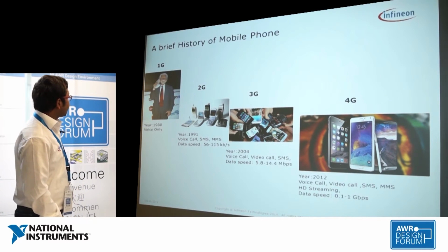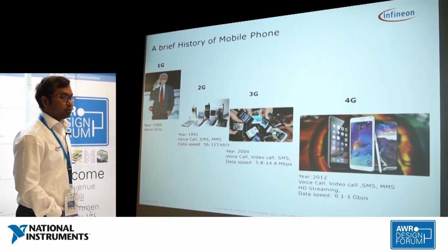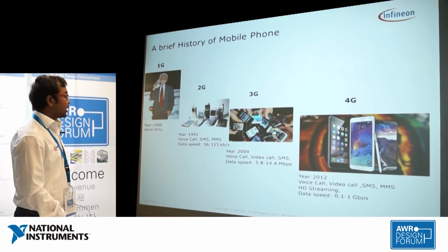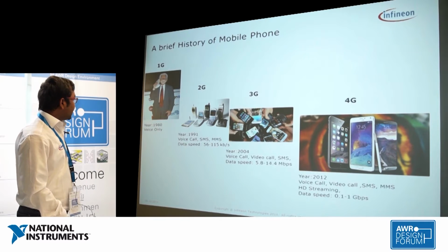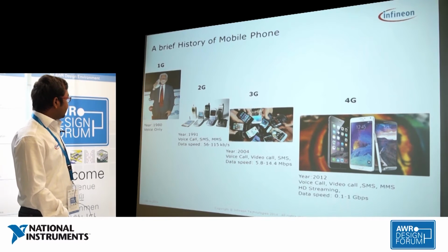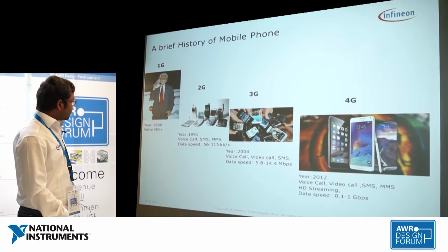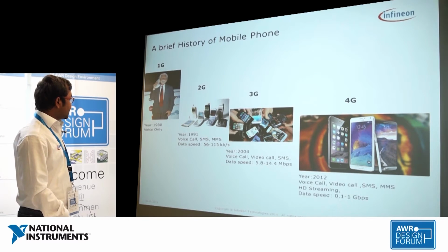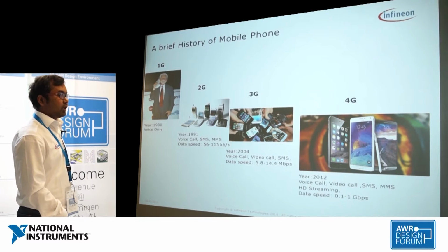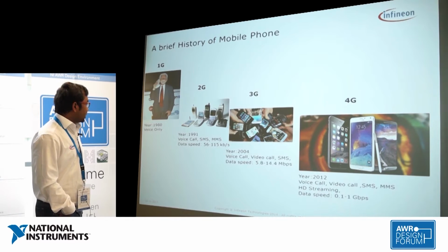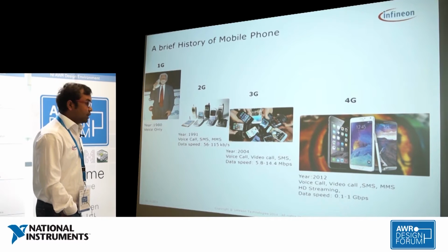You can see from this picture, first generation mobile phones were quite big and we could only use them for voice communication, no data communication, no SMS. Then in 1991 from Finland, the second generation started. There we had a little bit of data communication in the range of 50 to 100, 200 kilobits per second. Later in 2004 3G started, and there we could give more data speed, a few Mbps.